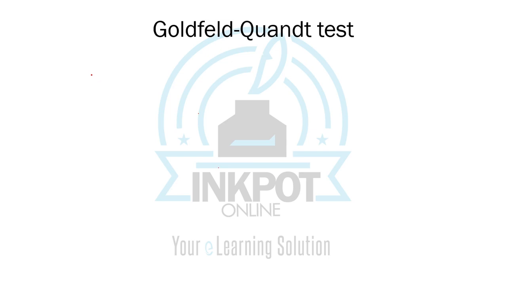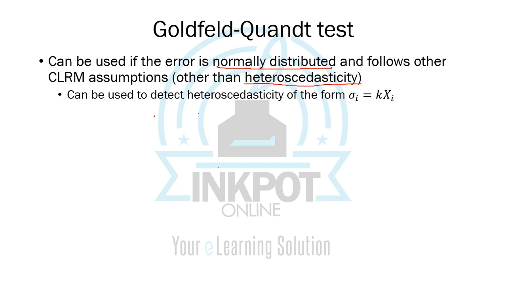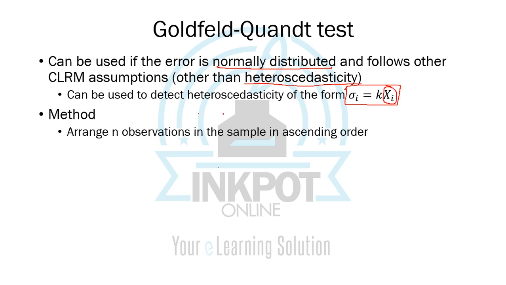We now look at another kind of test called the Goldfeld-Quandt test, and this test can be used if the error term in the regression is normally distributed, and it follows all other classical linear regression model assumptions other than, of course, homoscedasticity. So what we try to really do here is we try to test this kind of a problem, which is that the variance or the standard deviation of this regression model is an increasing or a decreasing function of the regressor. Okay. So what is the method?